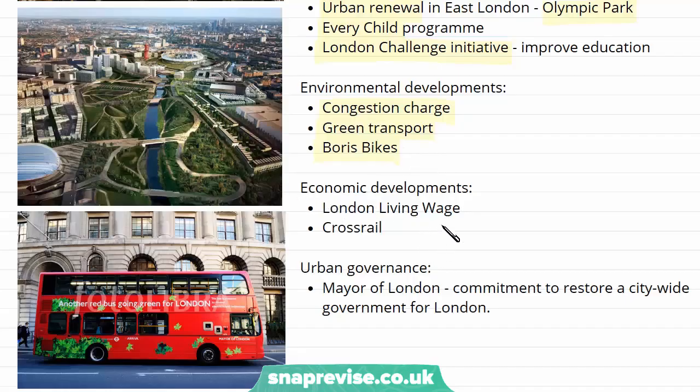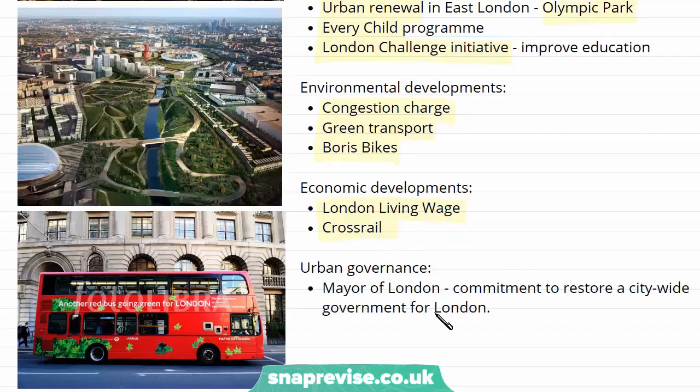Economically, there was the creation of the London living wage, so employers have to pay a certain minimum amount to their employees, and also the development of Crossrail, which is a new rail development which is going to link up Heathrow with central London, Heathrow being London's main airport. This is going to improve economic development in London, encouraging more tourism and so on, and also foreign direct investment.